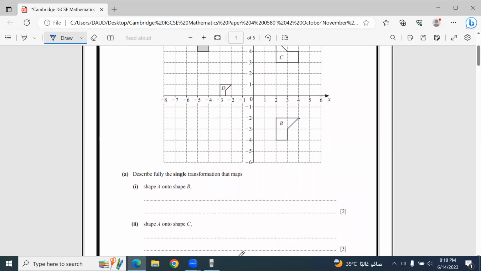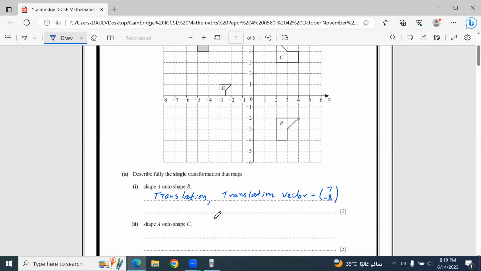So shape A to shape B is a translation, and the translation vector means the movement of shape A to shape B is 7 units right, and it is down. Along down, our values of y are always negative, so it is -8.